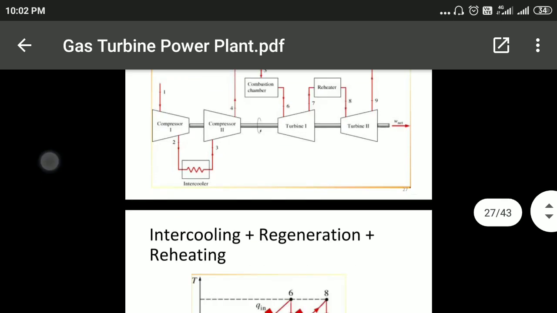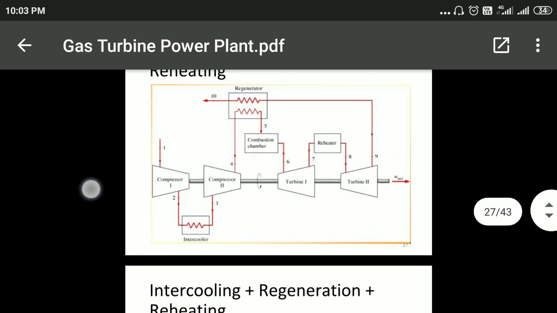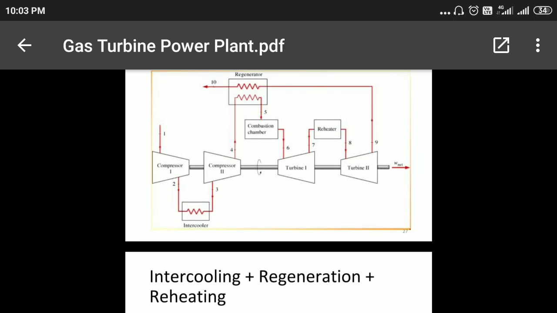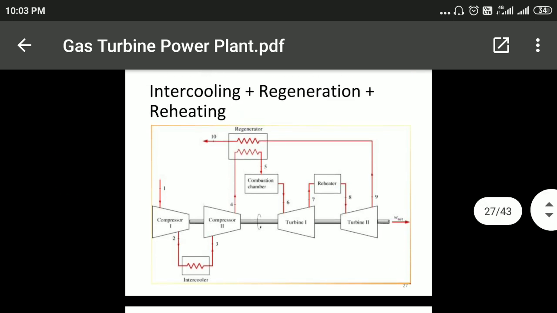Perfect intercooling also exists if the intercooling is done such that the temperature when entering compressor 2 is the same as at the entry of compressor 1, that is perfect intercooling. In the same way, perfect reheating is when the temperature of the gases entering turbine 1 is equal to the temperature of the gases entering turbine 2, that is the low pressure turbine, that is perfect reheating. So this is all about the methods of improvement of performance of the gas turbine plant, that is thermal efficiency and work output. Thank you.